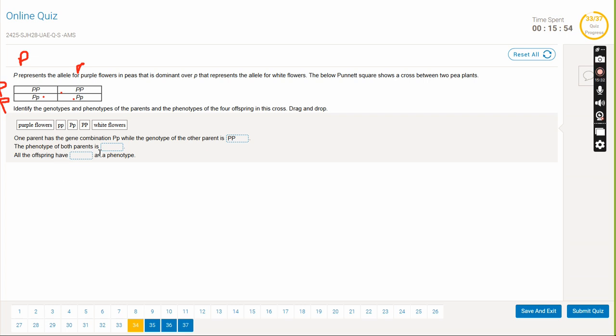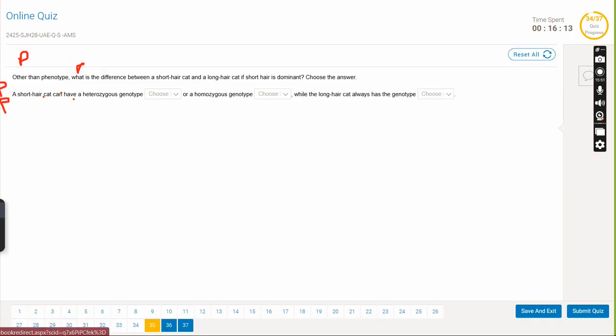What is the phenotype of both parents? It will be purple flowers. So you can only see purple flowers. As you can see, they're dominant, and if it's present even once, it's going to show the purple flower. All the offspring have purple flowers, right?